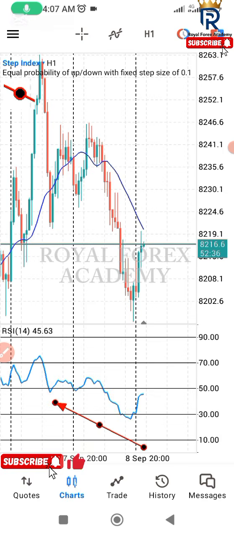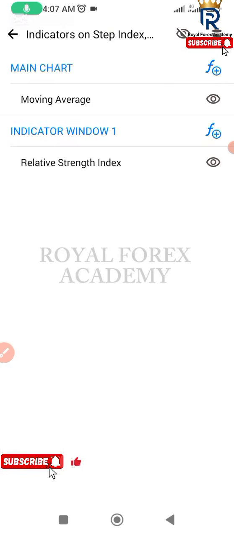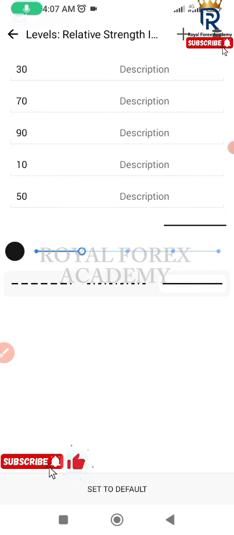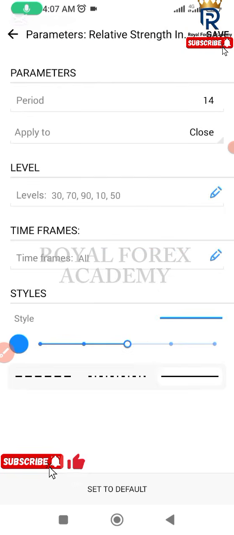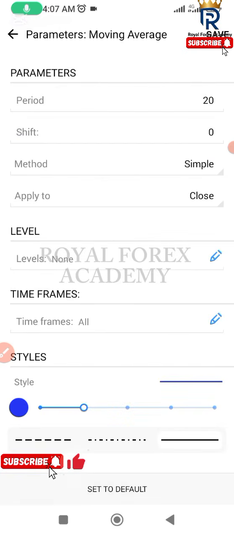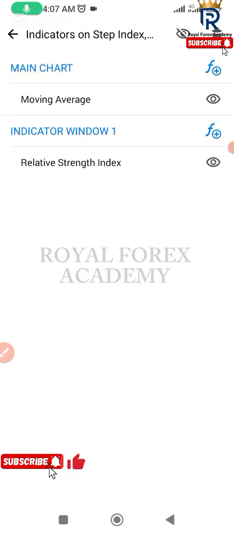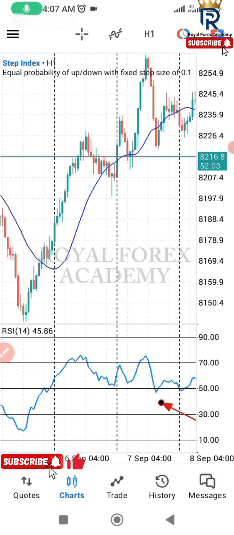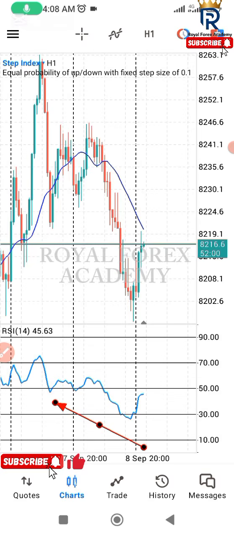our RSI effectively. The setting for this RSI is period 14. You apply it to close and you have your levels. The levels are 30, 70, 90, 10 and 50. And once you've done that, you can now save your RSI. And on our main chart, we have our moving average. The period is 20, the shift is 0. The method is simple. You apply it to close. So once that has been established, you can come up to your chart.